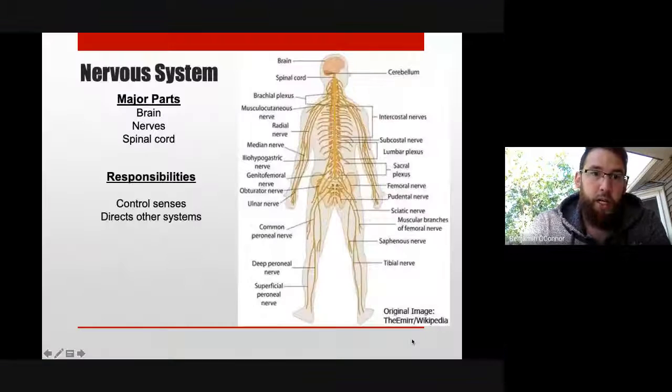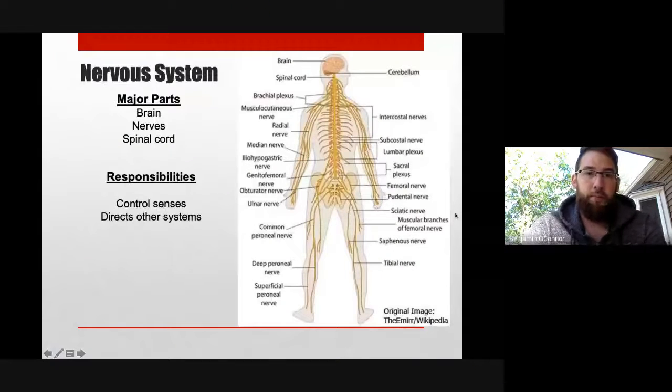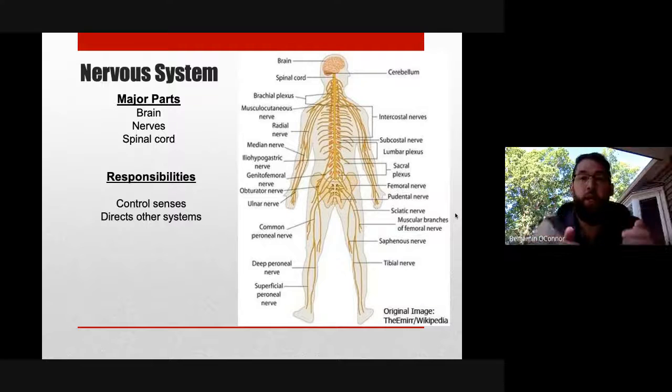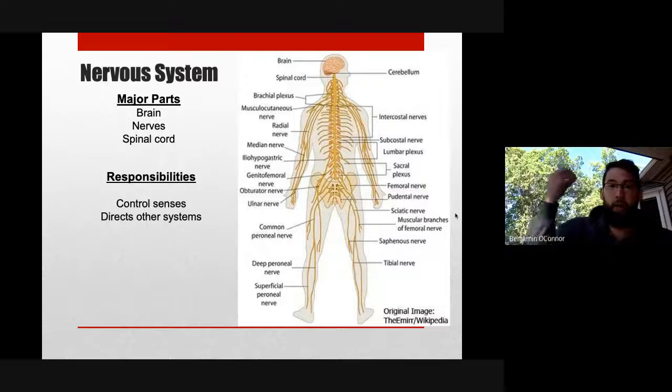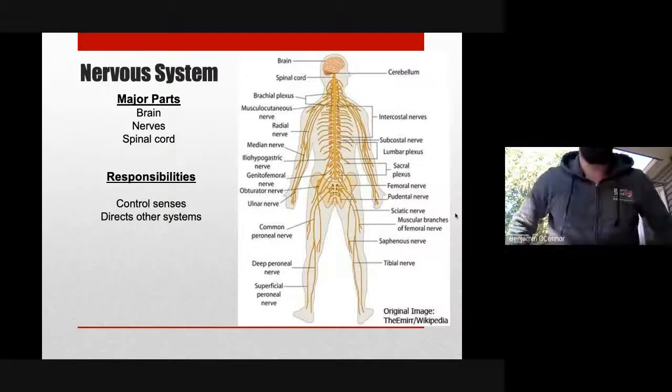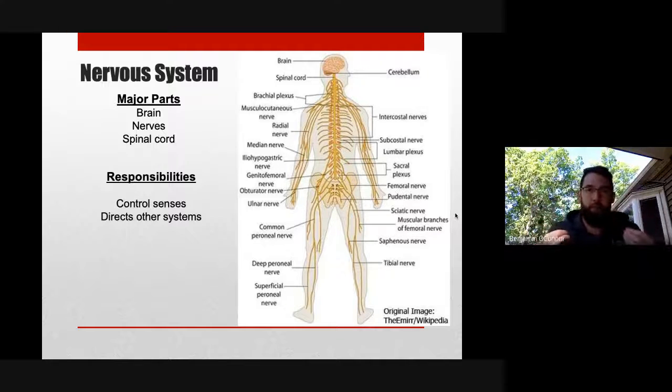The nervous system in its major parts are your brain, spinal cord, and nerves. And the responsibility: control your senses and direct other systems. And so the first time I mentioned the nervous system today, I was speaking about how if I want to move my arm like I am, my brain is telling my muscles to do that. Without the nervous system, you would not have voluntary movement. I can't get up and walk away without my nervous system.